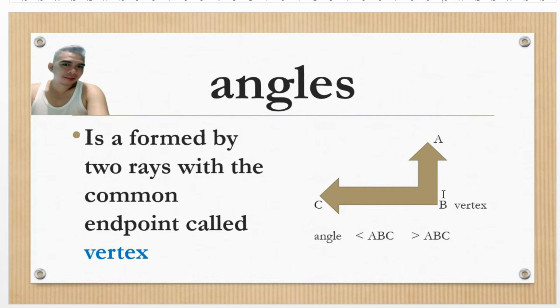Okay, so this angle is a right angle. So, sa right angles po, maka-form kayo ng 90 degrees and you can form a square. So, that is the angle. Form two rays. Ito po yung dalawang rays. This is ray 1 and ray 2. Yung dulo ay yung gitna kung saan sila nagtatagpo. Ang tawag po doon is vertex.